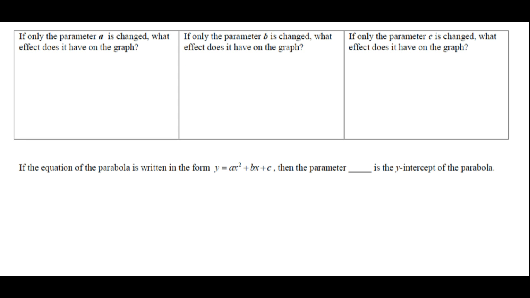If only the parameter a is changed, what effect does it have on the graph? Okay, so we took a and it made it narrower. So it makes it narrower as a increases in value.